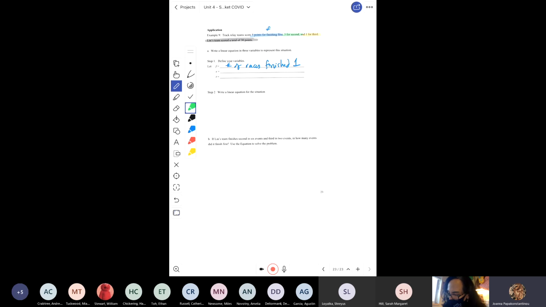Then I'm going to let S equal the number of races finished second. And I'm going to let T equal the number of races finished third. And I know I scored a total of 30 points. So how on earth can I represent this as a linear equation of these three variables?